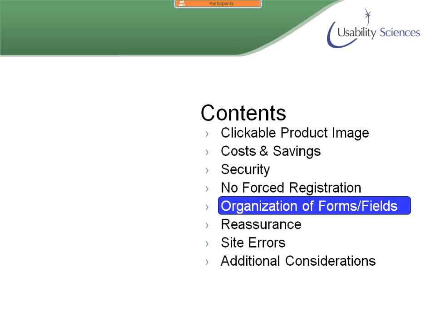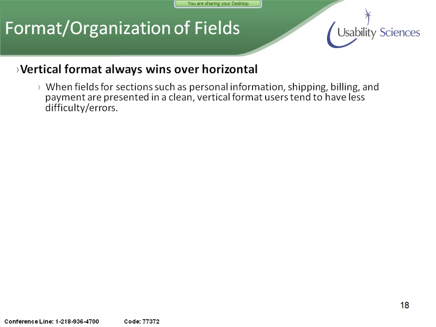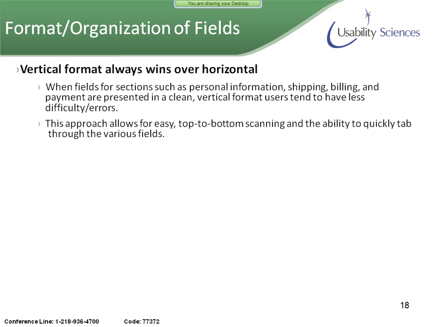Another important piece about the checkout process is the organization of your forms and fields when they're entering in their personal information. For instance, vertical format typically always wins when it comes to providing their personal information, such as shipping and billing address, phone numbers, email, all of that fun stuff. The reason being is that users are typically used to looking at pages from top to bottom and scanning from left to right, and it also helps decrease site errors because it's easier for them to scan and it's easier for them to tab through the various fields.